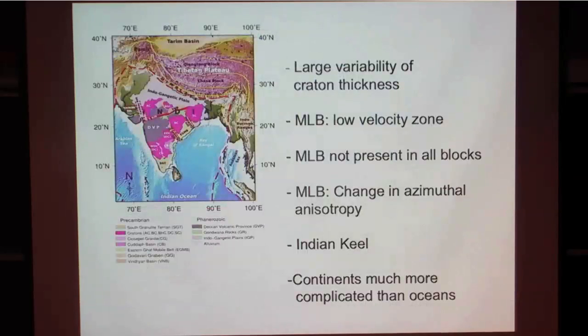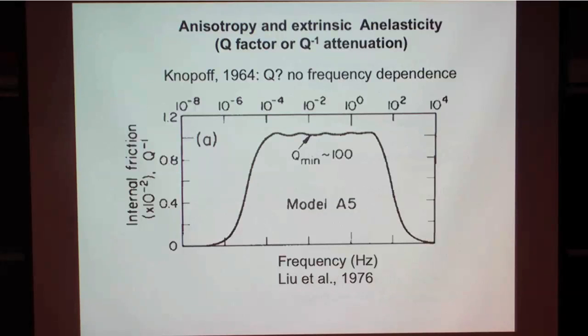So the study of this continent is interesting because it shows a large variability of craton thicknesses. We have, or we do not have, a low velocity zone in some cratons, and we have, of course, this Indian keel. Let me finish with an issue which was addressed yesterday, about attenuation. I still have 5 minutes. Okay.